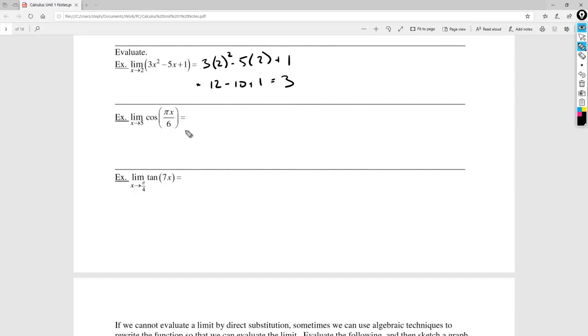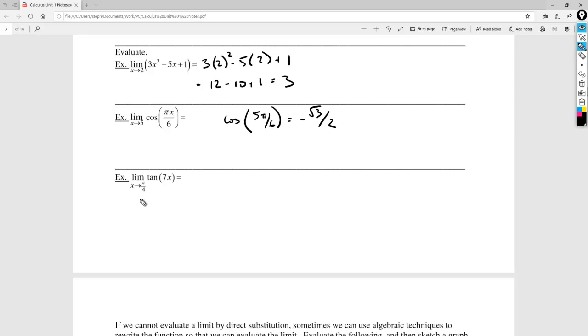I'm going to plug in 5. So I have my limit as x approaches 5 of cosine of... did not need to write all that actually. Okay, so I just have cosine of 5 pi over 6. So that's going to be negative root 3 over 2. Got a good number. I'm going to move on.